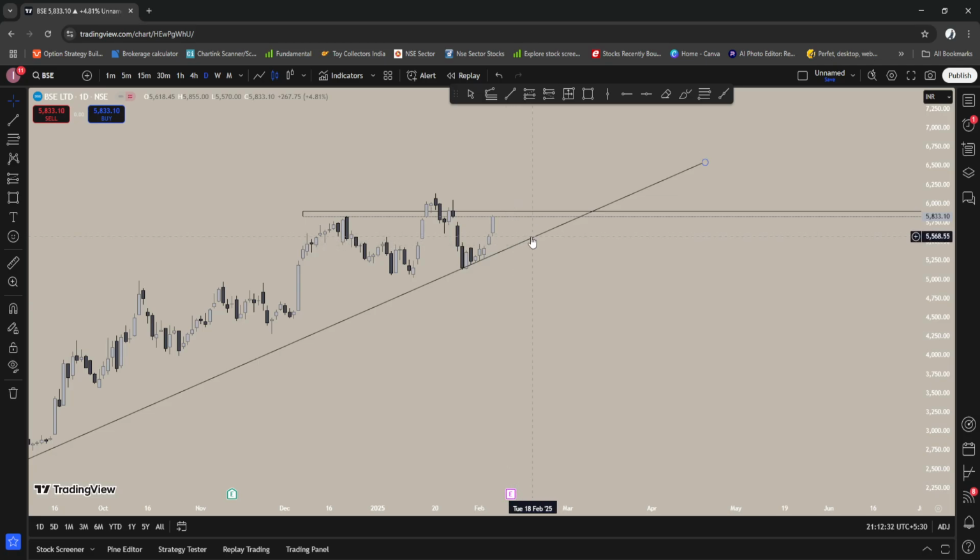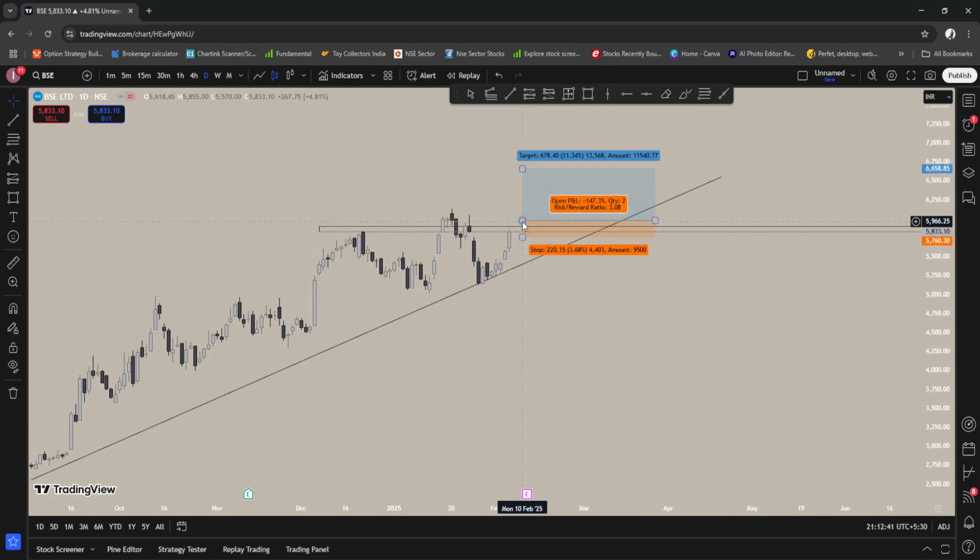If it comes to this zone, I'll be buying it. Buying here will be at an all-time high, and if it plunges, I have to look for the other side. Imagine buying here, having my stop loss here. This is a good trade. I'm not saying this is not. This is really a good trade. This is how people trade.